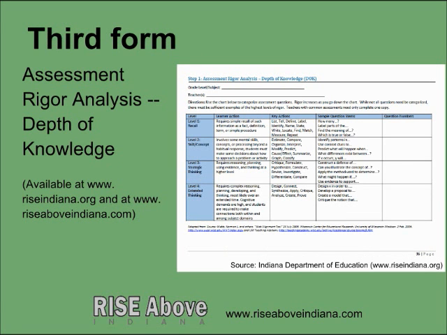The third form is the Assessment Rigor Analysis Depth of Knowledge. It's a chart similar to the standards alignment chart we just discussed. Question numbers from an assessment are listed next to the levels of questions. The directions state that the assessment must have a sufficient number of high-level questions.